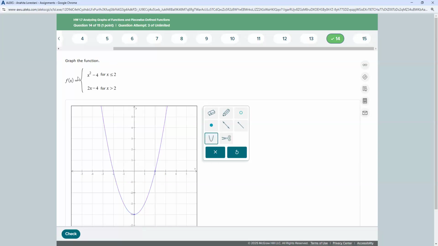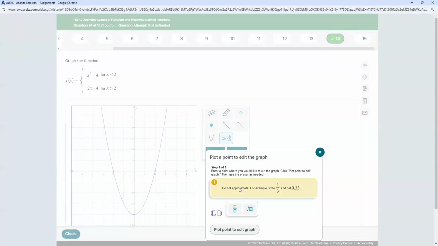Now this is my graph for the top piece of the function. I have to graph the bottom piece too. But the top piece is not complete because I have this graph for all the x's. I want this graph for x's that are less than 2. I don't need this part. I have to get rid of that part. To get rid of that part, I have to cut it.